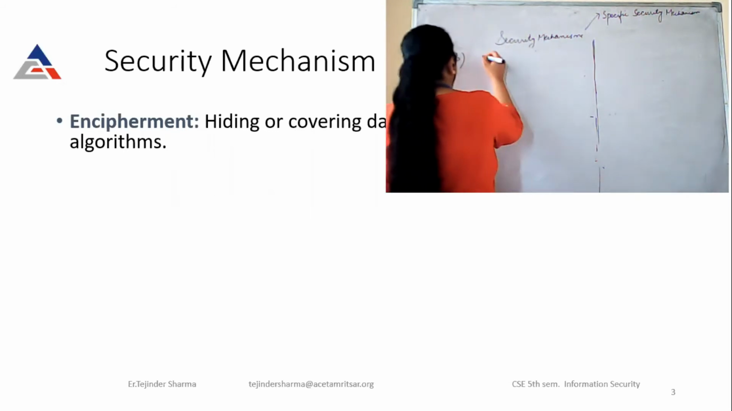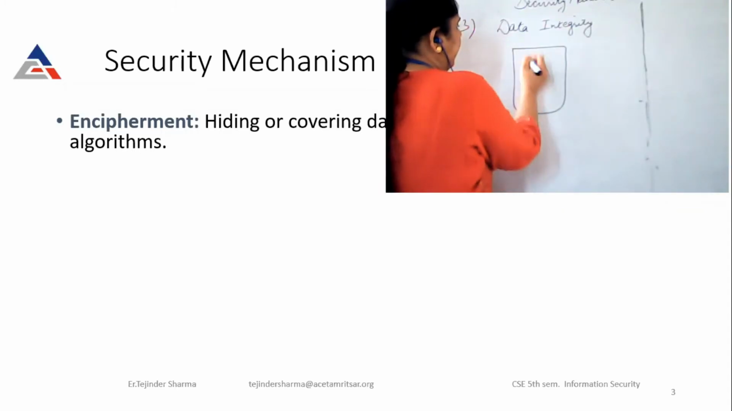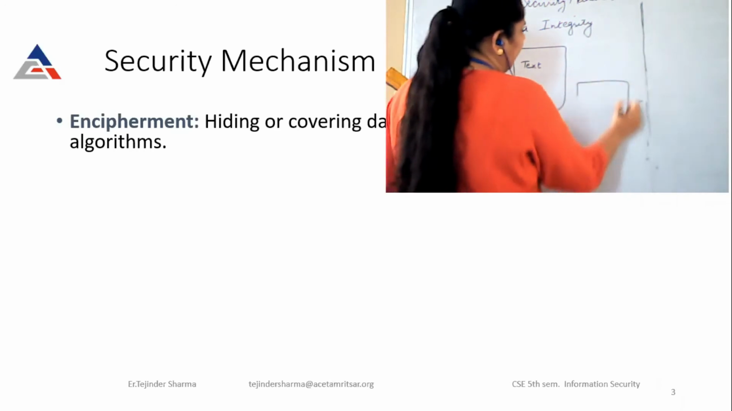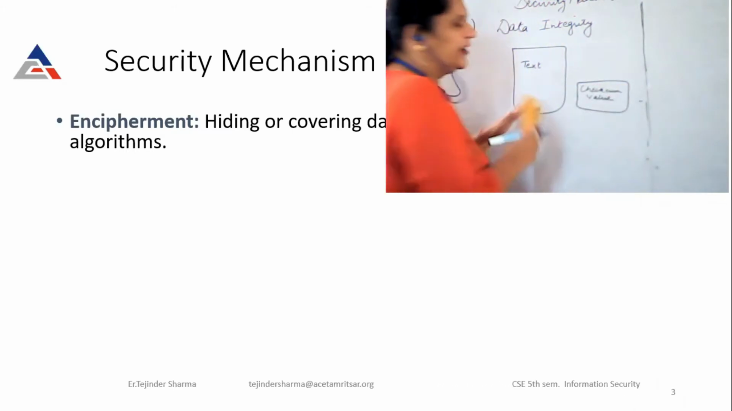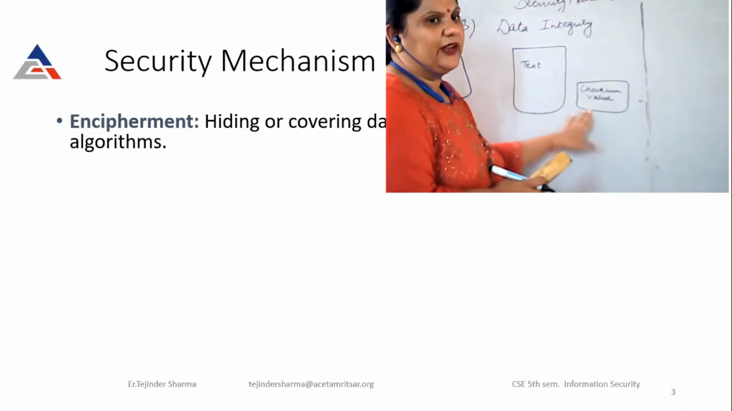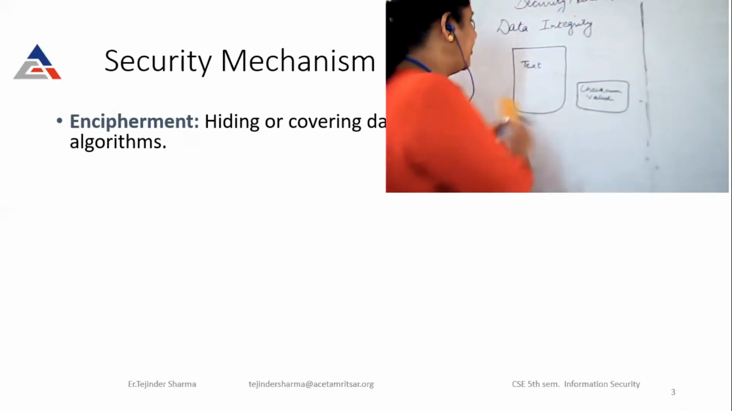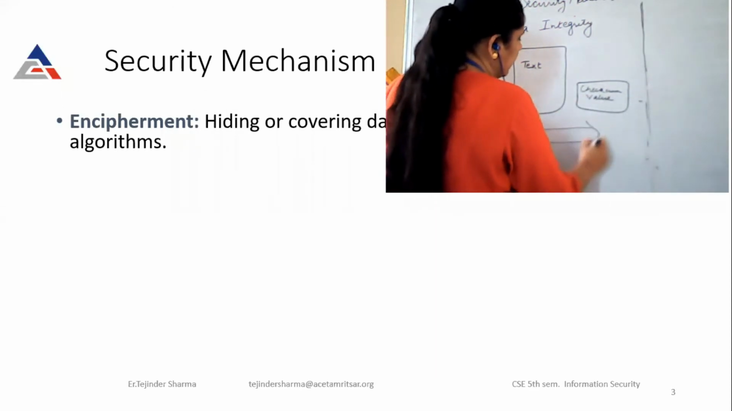Next is data integrity. There is some text. For the entire text, there is one checksum value. I will tell you later how to calculate this checksum value. The checksum value is generated for this text. Now, this checksum value along with this text is transmitted to the receiver.